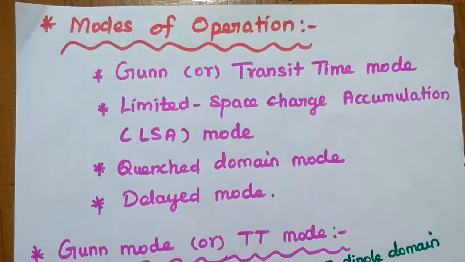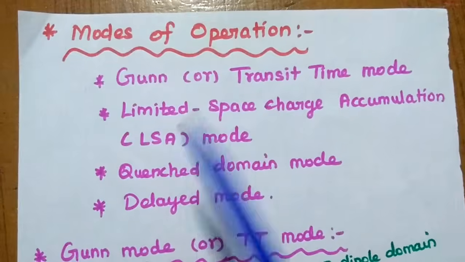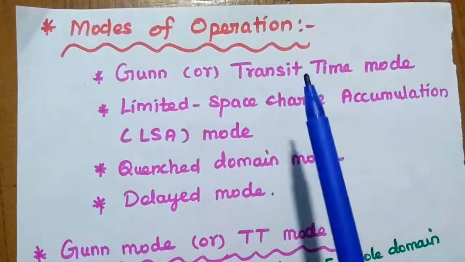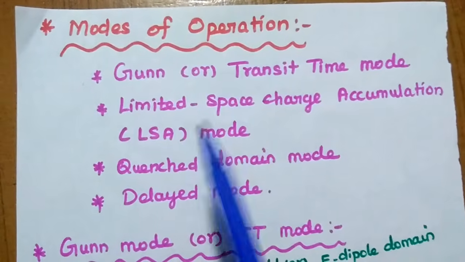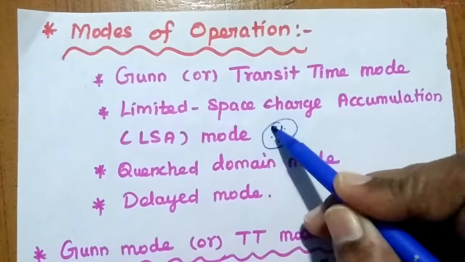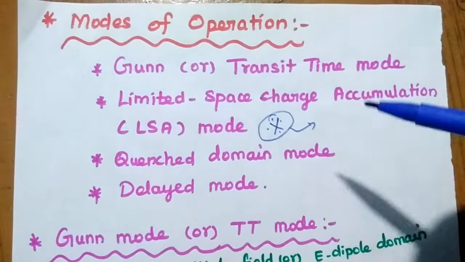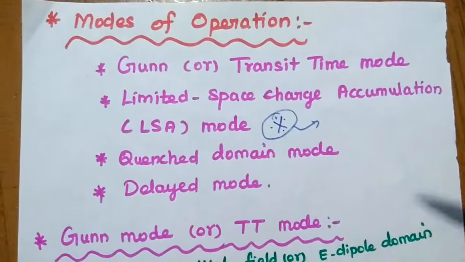Okay. Modes of operation of Gunn diode. So the first one is Gunn or transit time mode. Next one is LSA mode. This LSA mode is a very important mode. This is how we are going to use this Gunn diode. In this mode only we are going to generate the microwave signal.